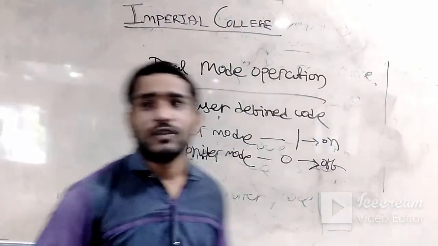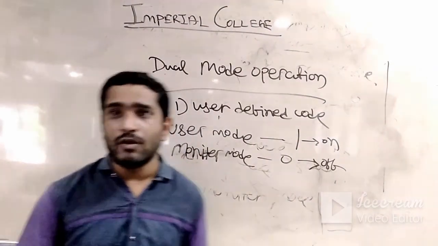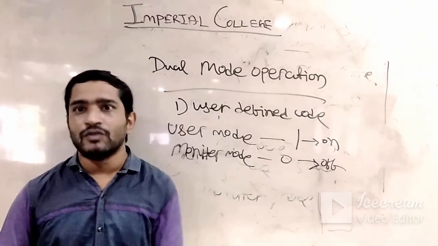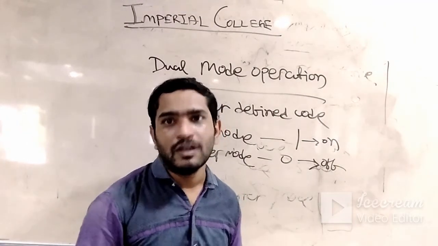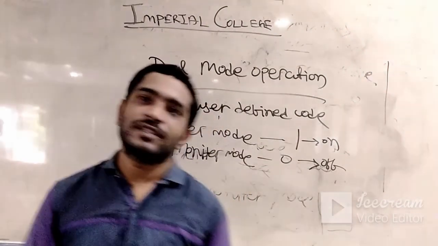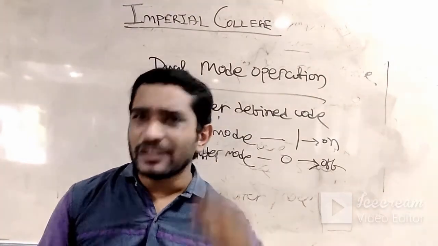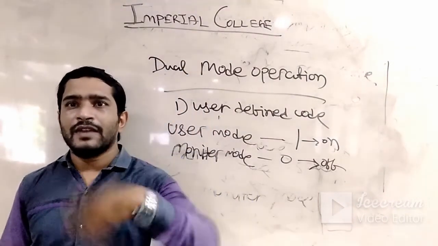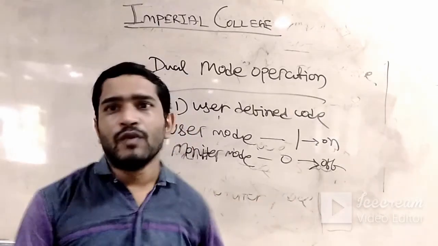So when you think that this is very critical code and this cannot be executed in the user defined mode, you just switch it to the monitor mode by signaling 0 and transfer to the system code. So it will be executed in the system code. So this is about your dual mode operation. There is nothing else here.